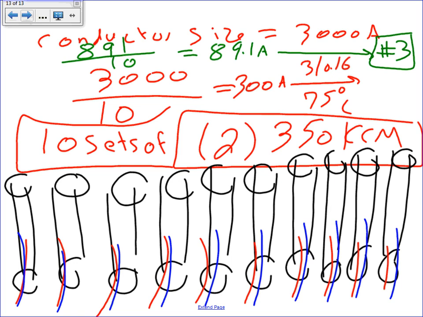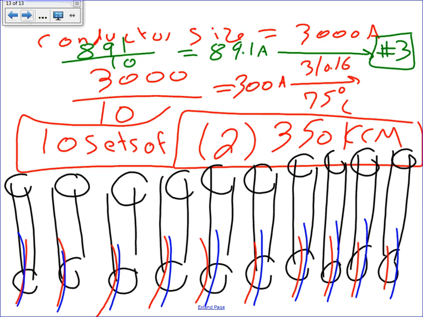Yeah, so what are you going to do with all your beautiful calculation that you did? Open the window, throw it out. What's the size of your conductor? 1 aught. Why? Because the code says if you parallel for power, you cannot parallel less than 1 aught. How about for control? No problem. If you're doing a control circuit, you can parallel number 14.